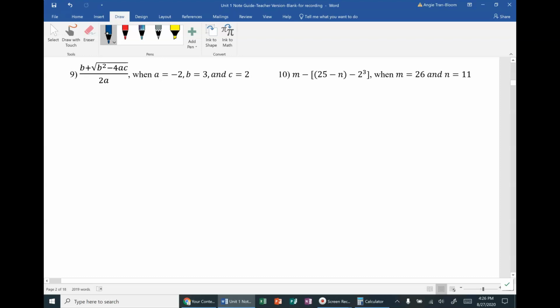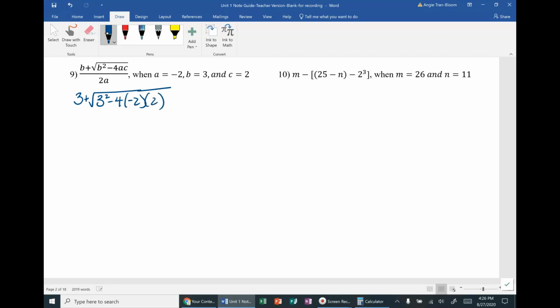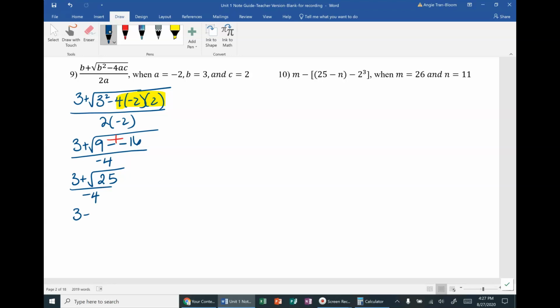Okay. Example 9 and 10. A equals -2, B equals 3, and C is 2. So let's plug it in. So we go 3 plus square root 3 squared minus 4 times -2 times 2, all over 2 times A, which is -2. So 3 plus under the radical, that's 9, minus. Now, all of these right here are multiplications, so I'm just going to do them all at once. So minus 4 times -2 is -8. -8 times 2 is now -16, all over -4. So 3 plus 9, 2 negatives will make it a positive, so that's going to give us 25 all over -4. So 3 plus 5 all over -4, that's going to be 8 over -4. Final answer, -2.